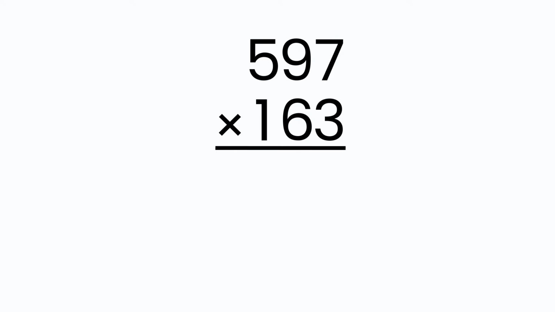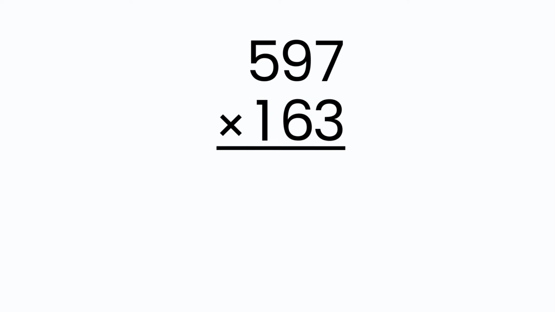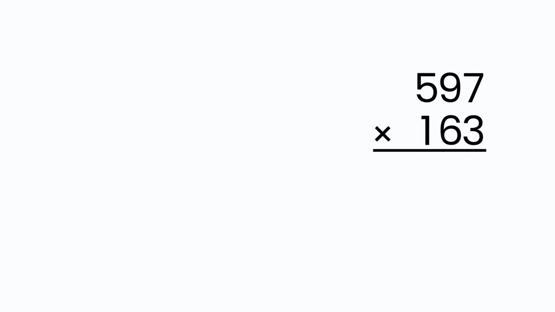The smaller factor, 163, has 3 digits. So there will be 3 rows of numbers under the multiplication expression. Let's summarize what you have to do to solve this.